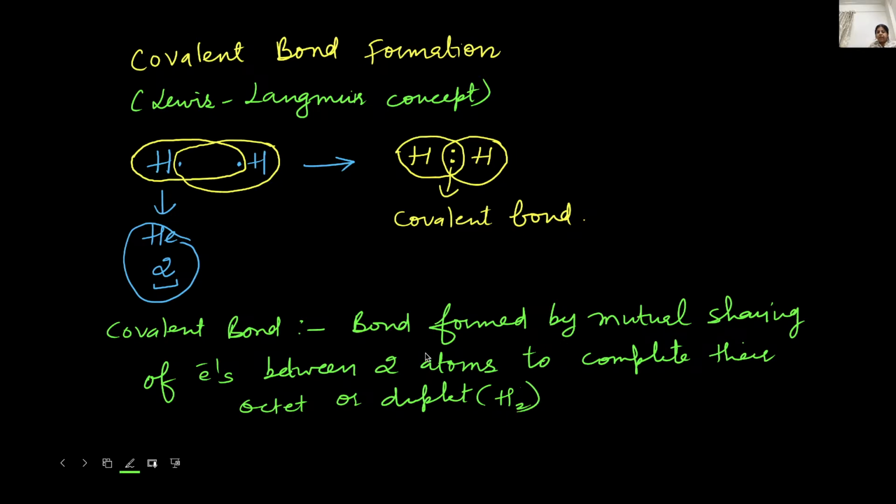So here is the covalent bond formation. There is a mutual sharing of electrons between two atoms, so that neither atom is gaining or losing an electron, but they are sharing the electron pair with each other, and subsequently there is a formation of a covalent bond. So here we have studied one example of covalent bond formation.